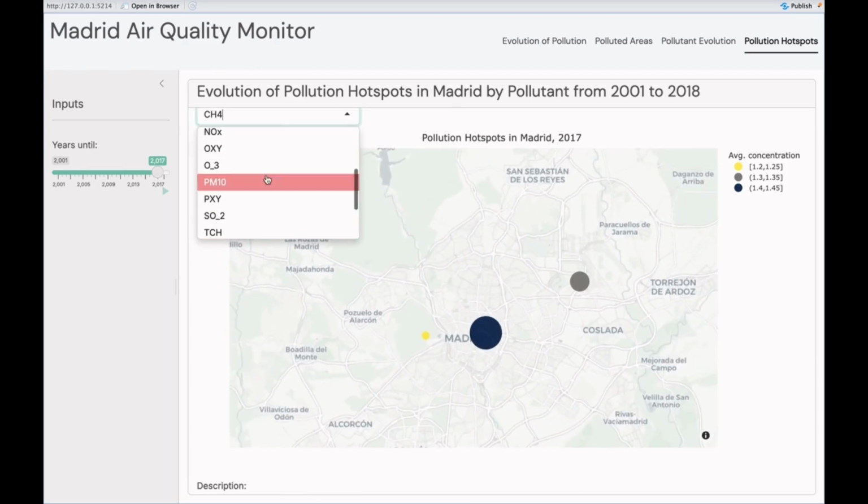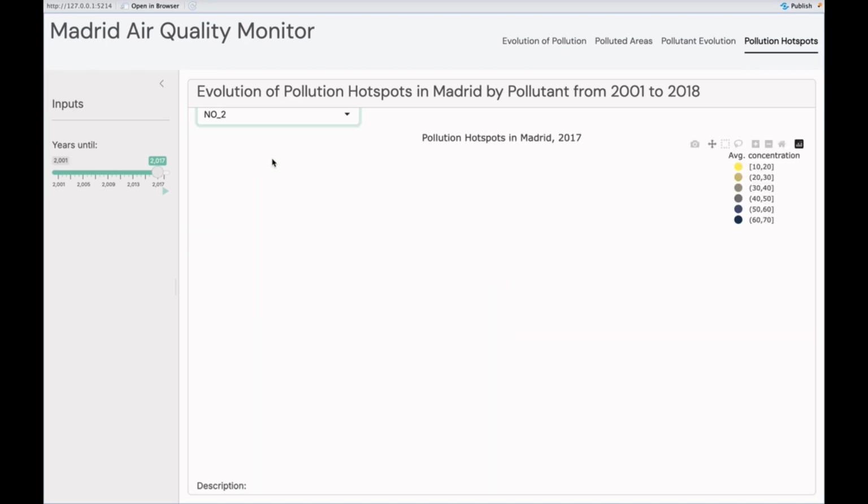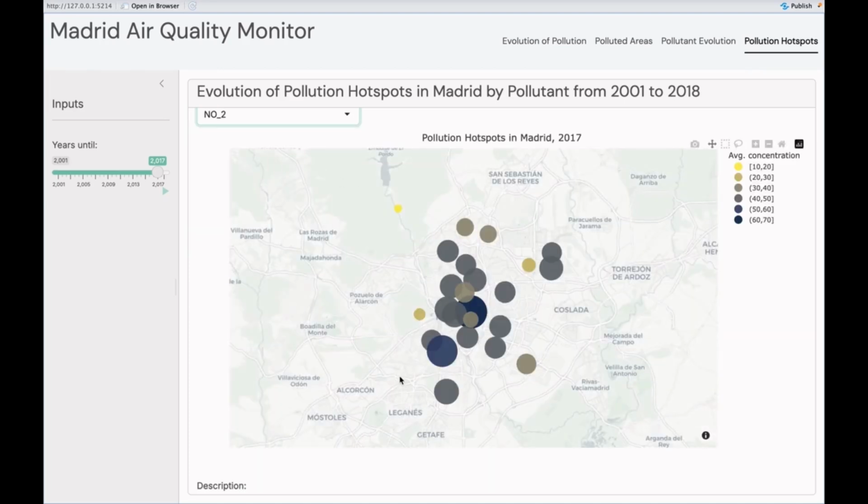But if we go and look at the marker, size and colors represent the average concentration that was measured. The larger and darker the marker, the higher the pollution intensity. And as we see, when we hover over a hotspot, it provides detailed information: pollutant, station name, concentration, etc. So both the timeline and the dropdown make it easier for the user to explore how the hotspots emerge and change over time.